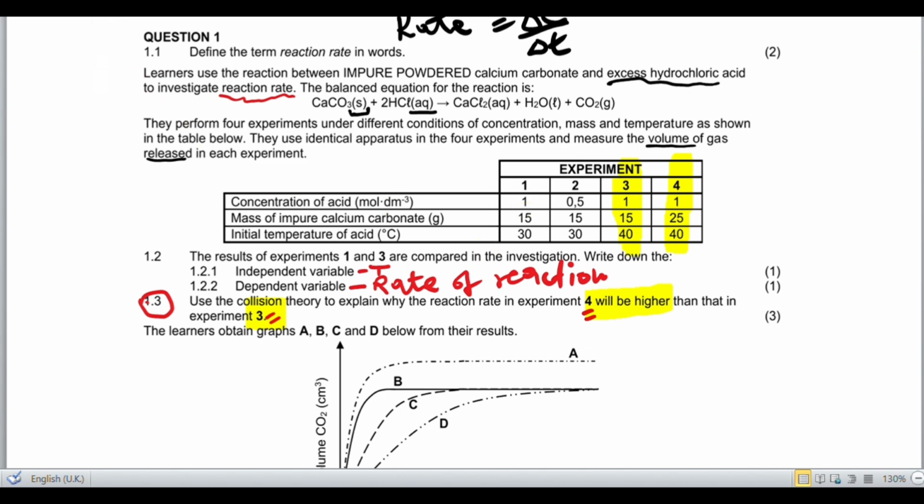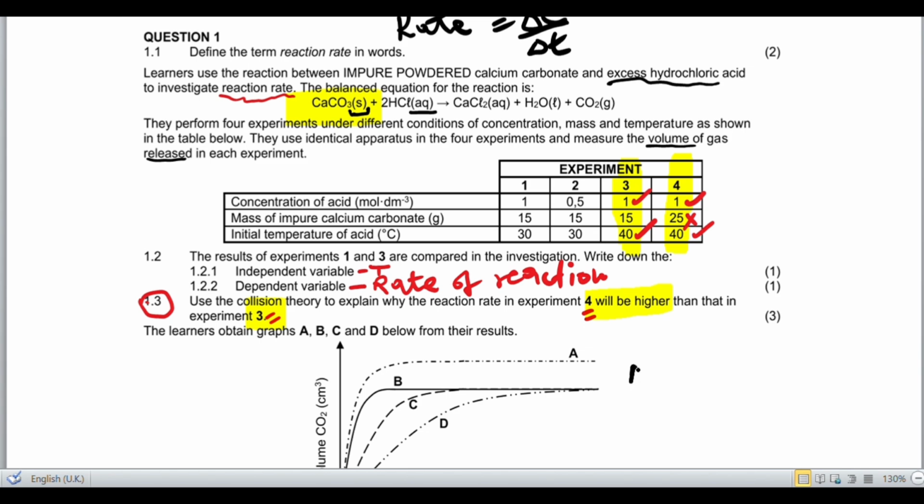Now ithi ukuthi make sijonge yintoni ezingafani ngayo. Concentration iyafana. Okay, that is controlled. But the only difference that I see for now is the mass of impure calcium carbonate ayifani, temperature yathini iyafana, which means ke ngoku we are going to talk about the mass of impure calcium carbonate. So the focus is here, the mass of impure calcium carbonate. So the first thing that you need to write ke ngoku uyawuthetha ukuthi uzothetha la mass.